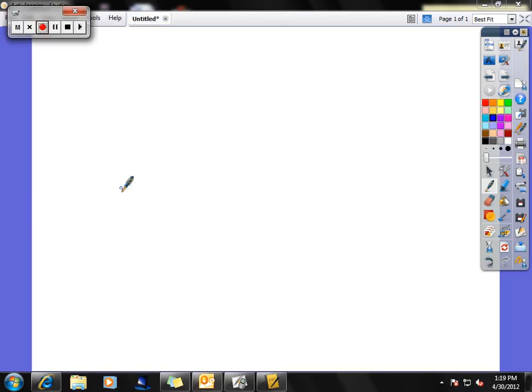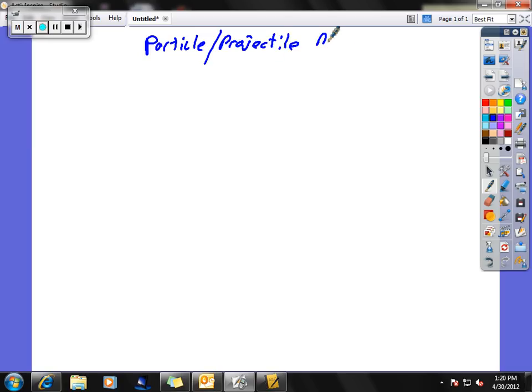Okay, now that you know how to do derivatives, we're going to look at actually using them a little bit. So we're going to start off with some motion, like motion of projectiles, or particle motion or projectile motion. Particle or projectile motion.